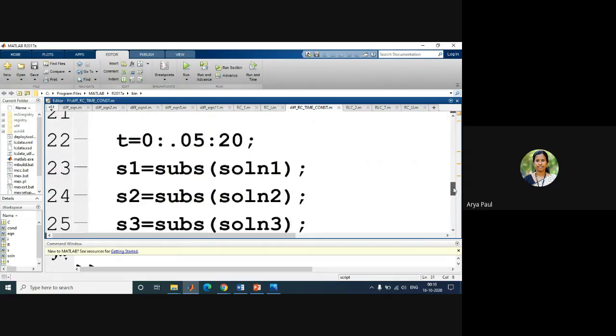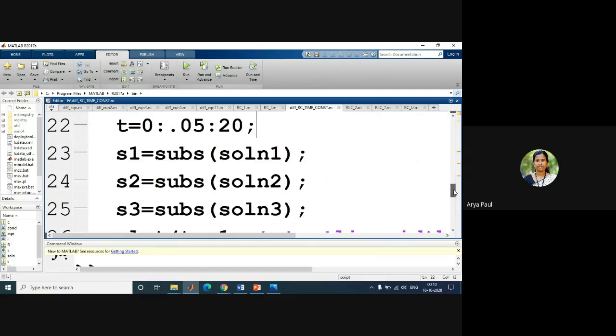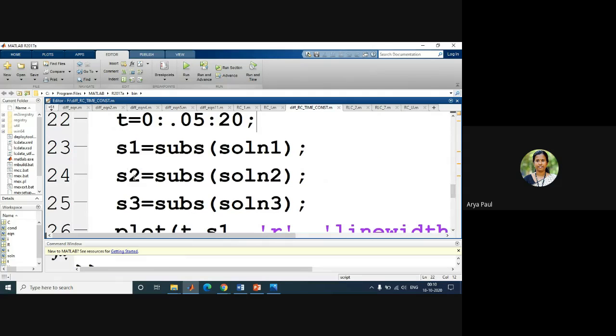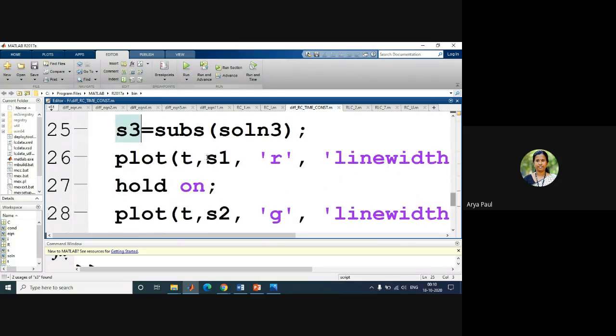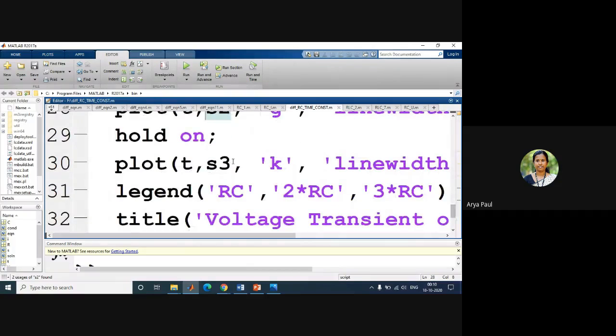So I think this much is clear. Initially you are finding solution 1, solution 2, solution 3. Then you are defining your time T. Now we are finding S1, S2, S3, the three solutions. Now we are plotting T comma S1, after that hold on, then T comma S2, after that hold on, and T comma S3.